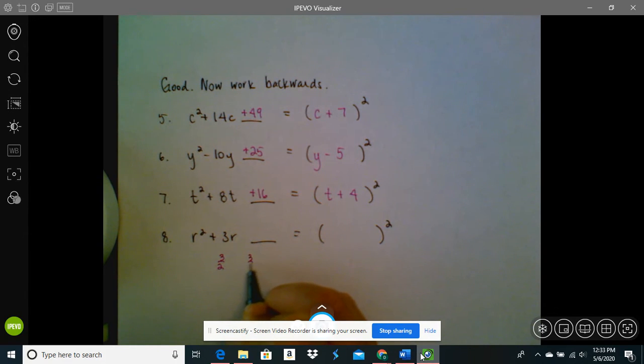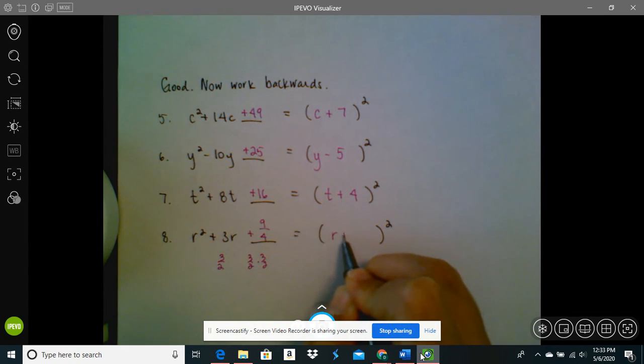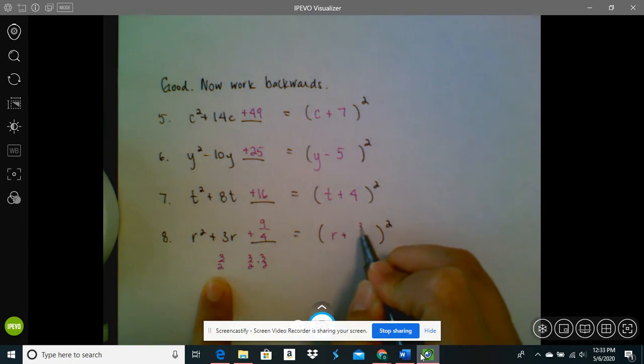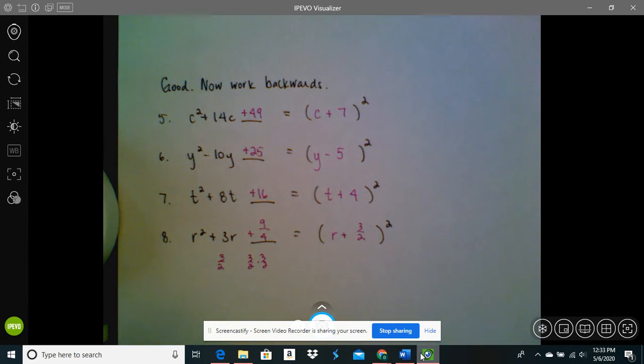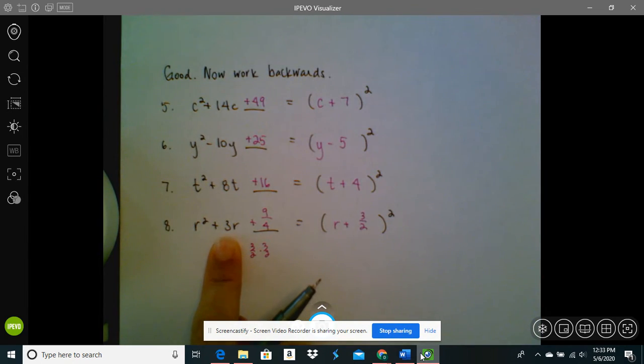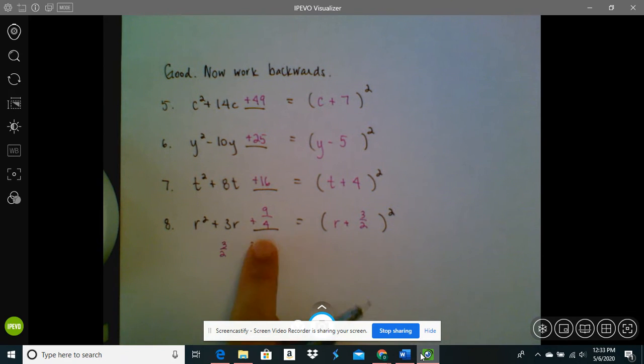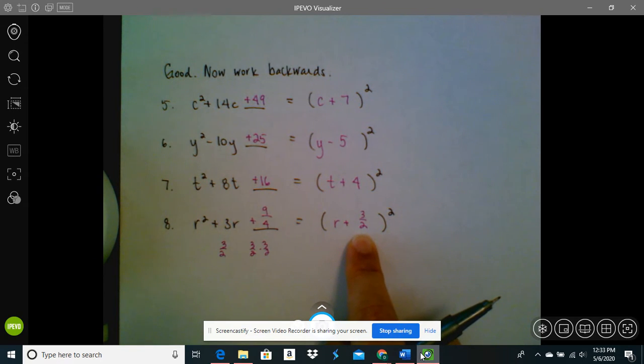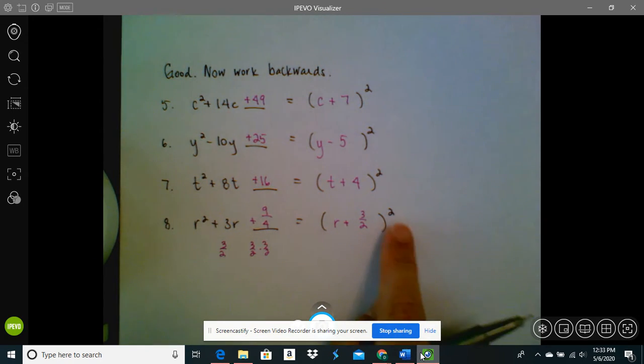Okay. Half of 3 is 3 halves. Square it. 3 times 3 is 9. 2 times 2 is 4. That's always positive. So what goes here? R plus the half. That's how it works. You take this number, take half of it, square that half, and then you can turn this into factored form like this.